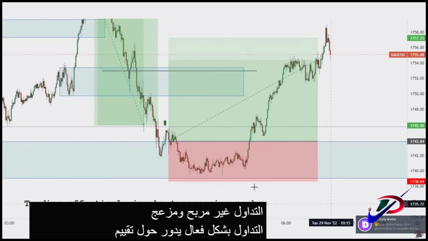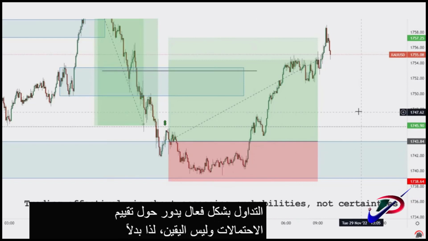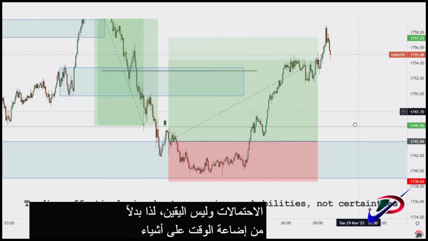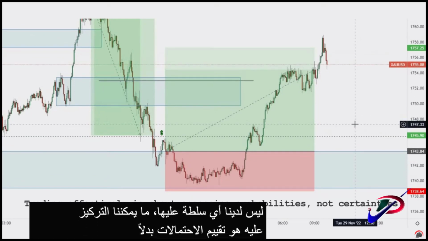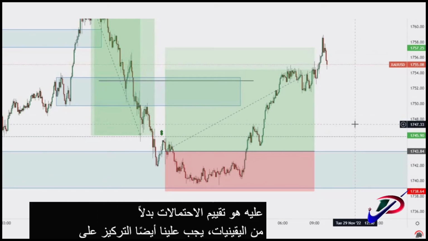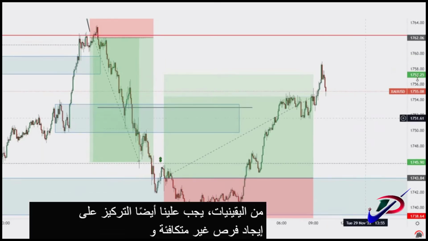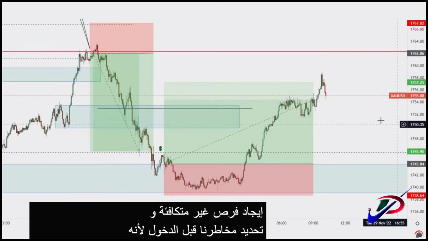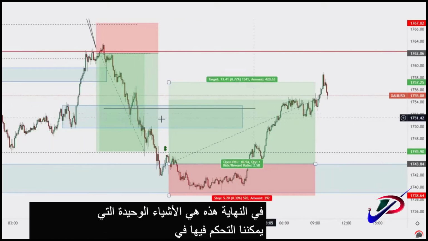Trading effectively is about assessing probabilities, not certainties. So, rather than wasting time over things that we have no authority over, what we can focus on is evaluating probabilities instead of certainties. We should also focus on finding unequal opportunities and defining our risk prior to entry, because in the end, those are the only things we can control.